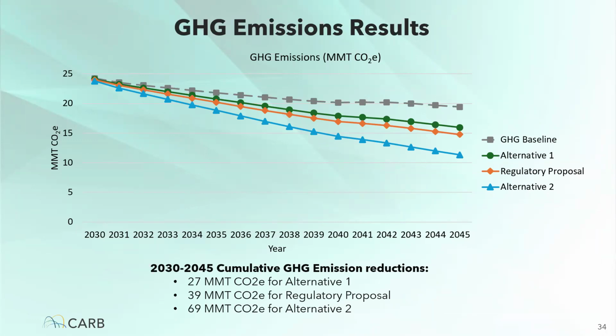This slide shows the greenhouse gas emission reductions from the current proposal and 2 alternatives, covering the period between 2030 and 2045. The regulatory proposal, represented by the orange line, has cumulative GHG reductions of 39 million metric tons of carbon dioxide equivalents. Alternative 1, shown in the green line, has fewer cumulative reductions with 27 million metric tons of carbon dioxide equivalents, while Alternative 2 achieves the highest cumulative reductions with 69 million metric tons carbon dioxide equivalents.